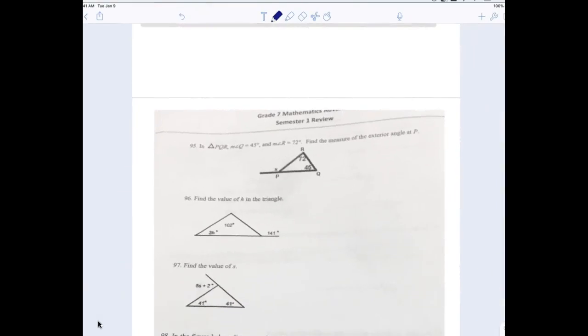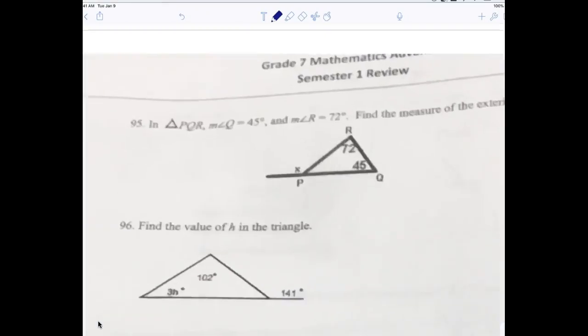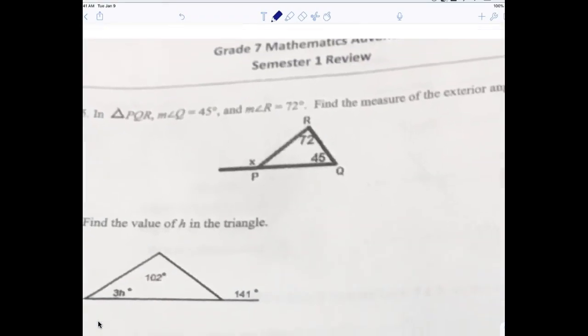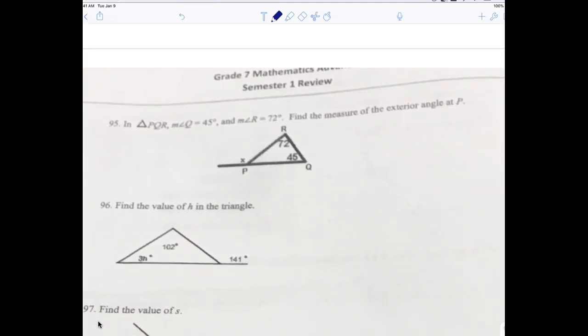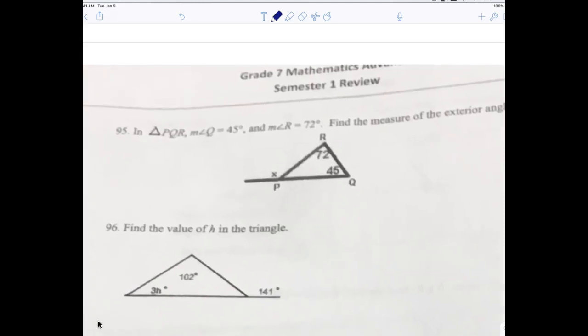All right. So here we go. So what do I do with this guy? Now, there's a rule here I want you to try to remember. Did she tell you the exterior angle is always equal to these two? No. She never told us that.